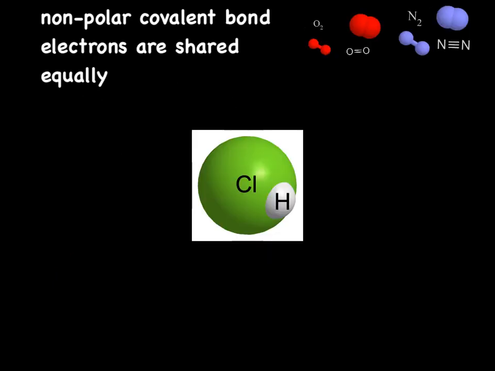But what happens when we have two different elements, in this case chlorine, bonding to hydrogen?